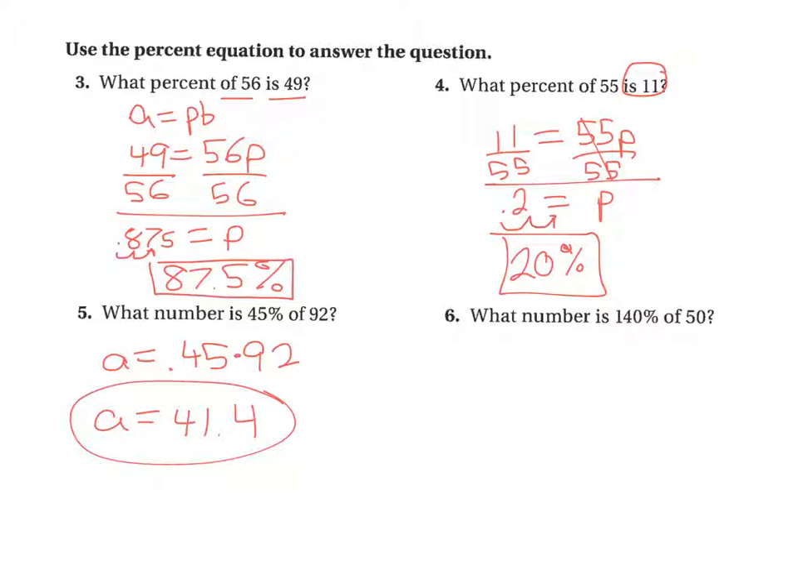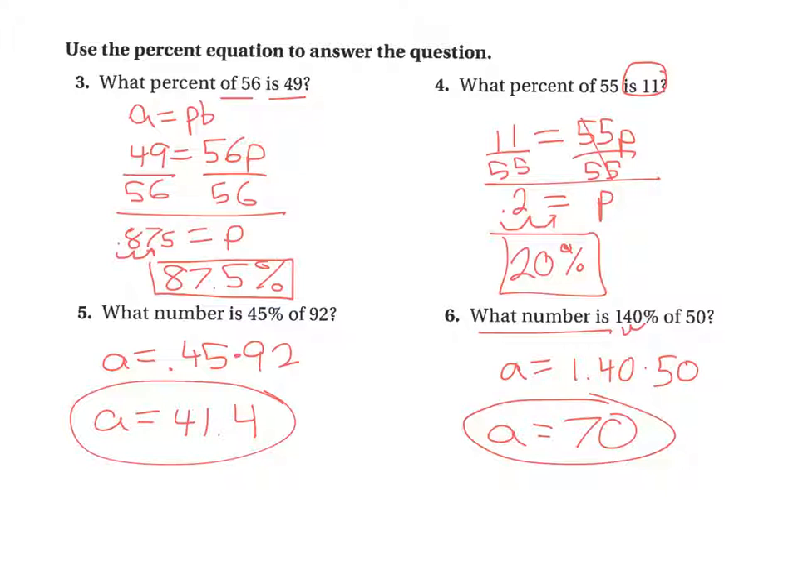In number 6, similar problem here. What number is 140% of 50? So we're looking for the part again. A equals, now in this case, if we move the decimal 2 places to the left, I'm going to have 1.40 or 1.4 times 50. So if I do 1.4 times 50, I get 70. In this case, the part is actually bigger than the whole, but that makes sense because we're looking for something that's 140%. It's over 100% of the whole amount.